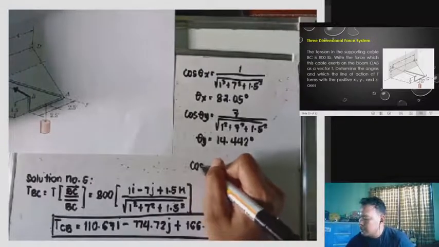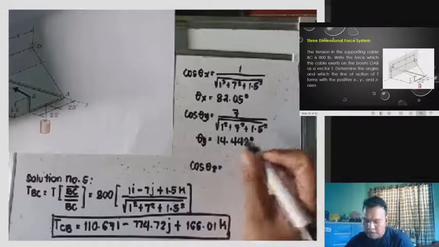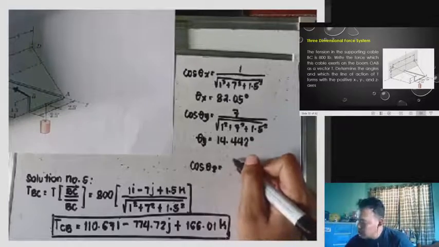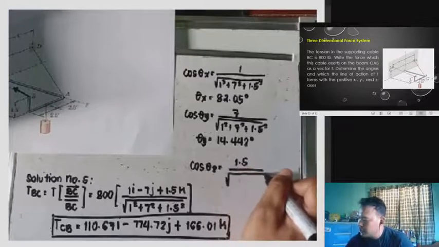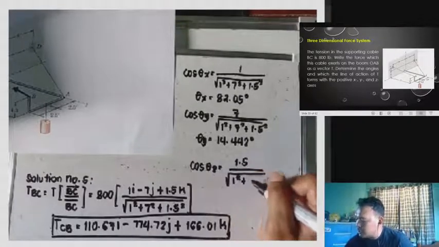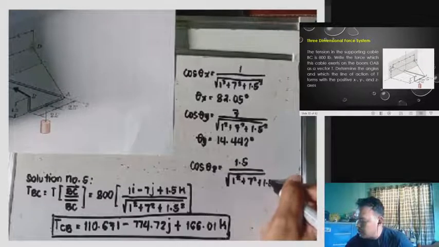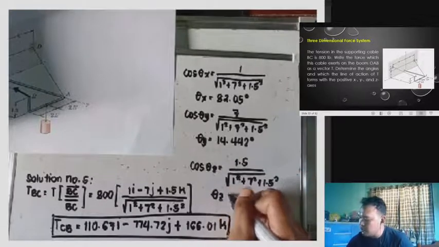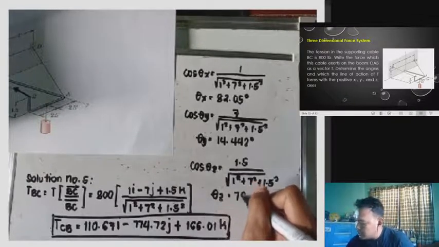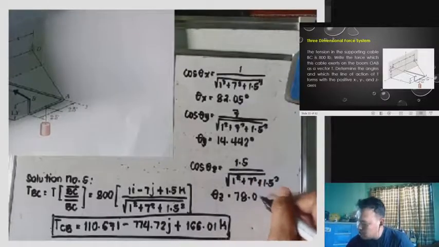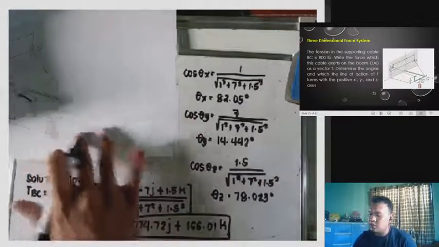Then, cosine theta z, we have here 1.5 all over the square root ni 1 squared plus 7 squared plus 1.5 squared. Theta z is equivalent kay arc cosine 1.5 all over square root ni 1 squared plus 7 squared plus 1.5 squared. We have here 78.023 degrees. Okay.